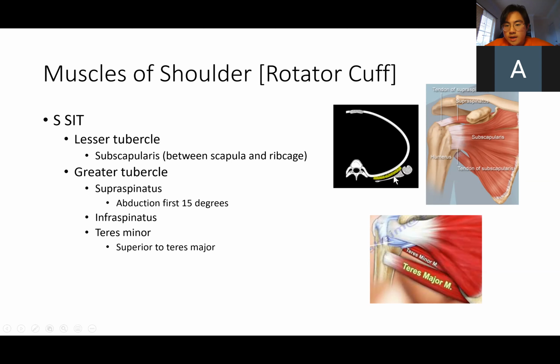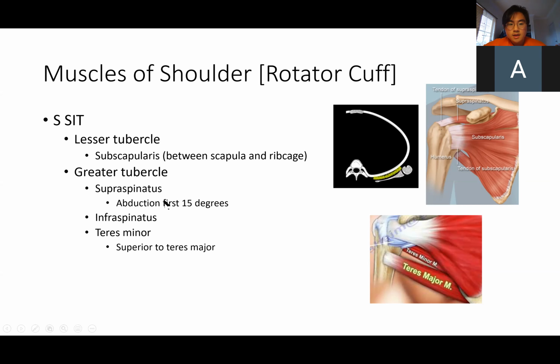So because we know the general area of origin and insertion, that means we also know the action. Because if you imagine this muscle contracting, i.e. bringing these 2 points closer together, what action is going to be mediated? Well, it's going to be internal rotation. Now the other 3 rotator cuff muscles all come from the back. They're the supra and infraspinatus and the teres minor. And that's the order they insert onto the greater tubercle. So supraspinatus, infraspinatus, and then teres minor is the last one.